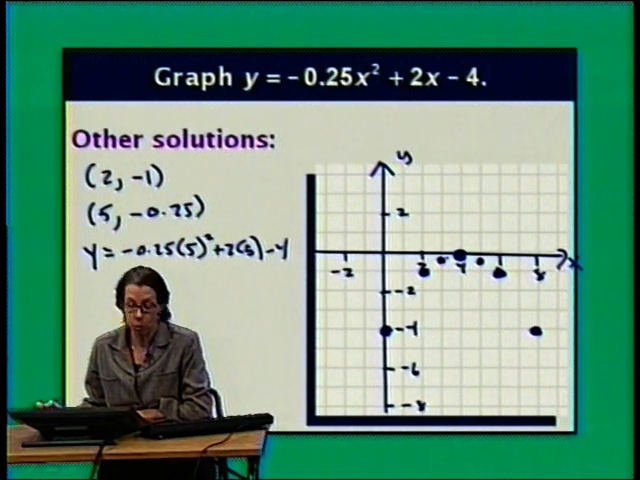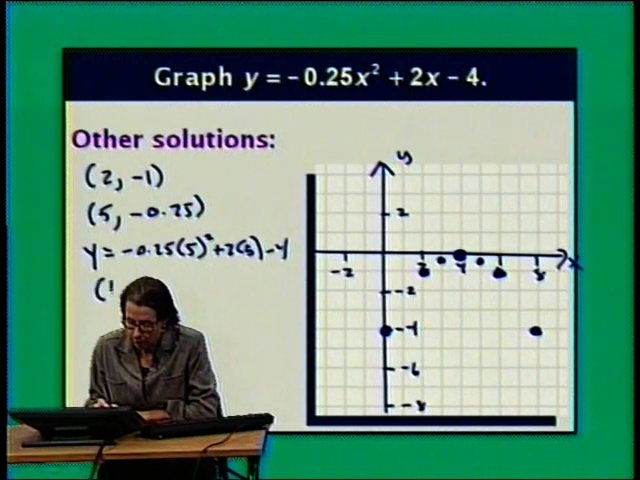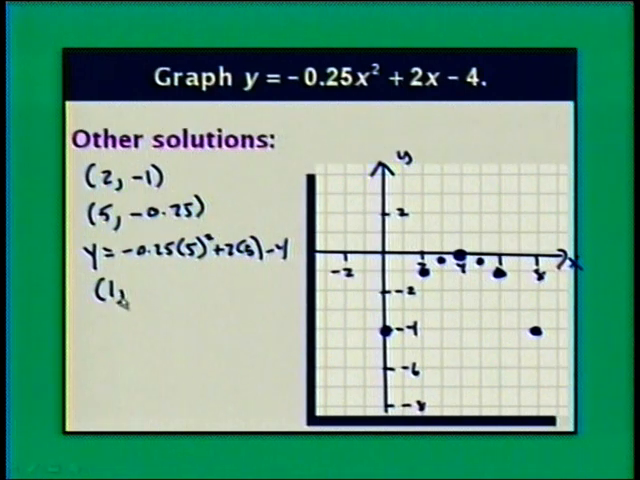How about if x equals 1? If x equals 1, I have 1 times -1/4 plus 2 minus 4. So I have 2 minus 4, that's -2, minus 1/4. So that's going to be -2 1/4. So (1, -2 1/4) is on the graph. Using symmetry, (7, -2 1/4) should be on the graph as well.